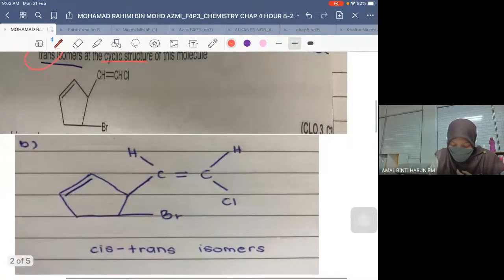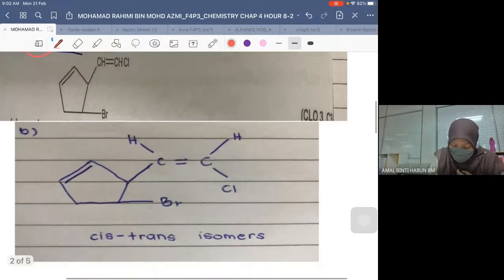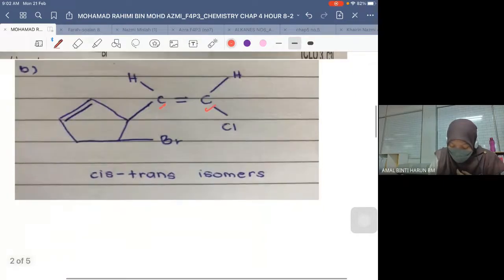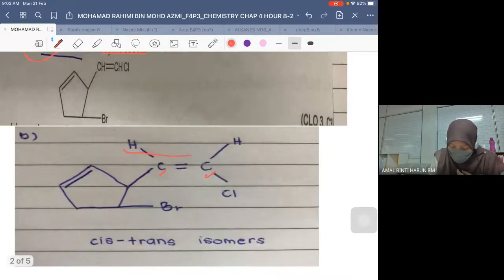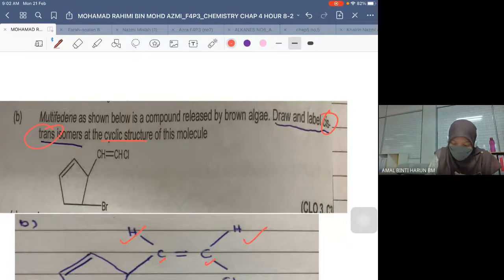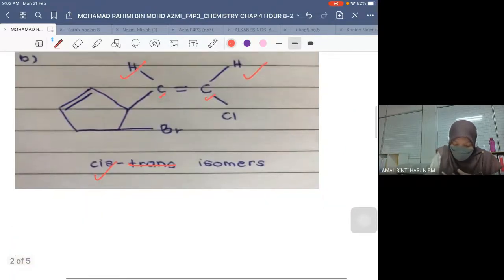So here we have carbon restricted rotation, and then we have two different groups. Okay, let's say both of the hydrogen on the top. Okay, so it will be cis isomer. Okay, the other one you can draw like this.